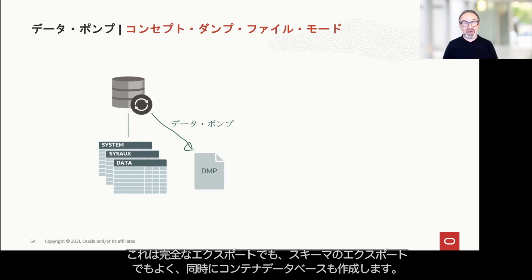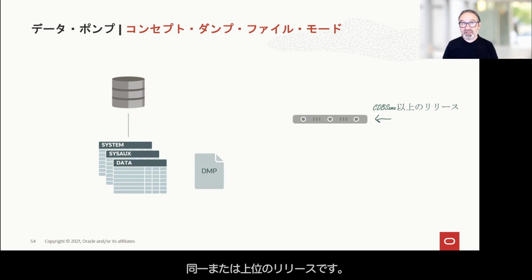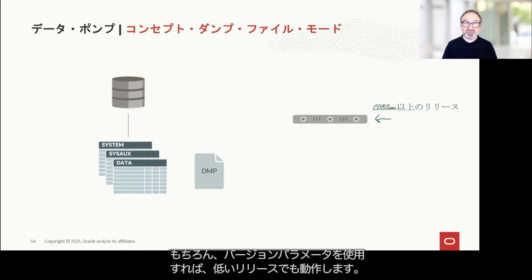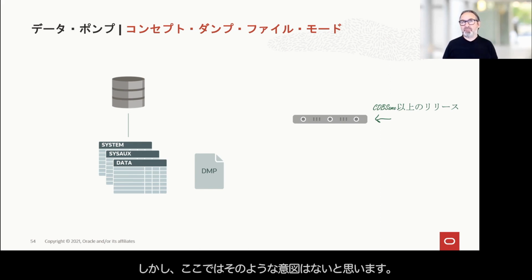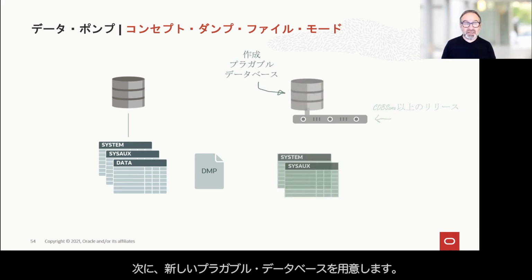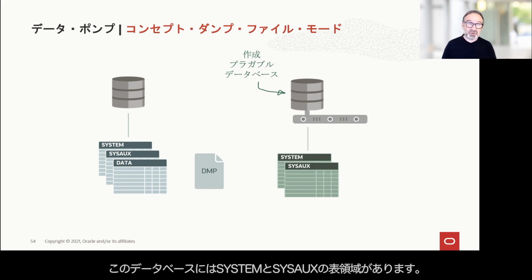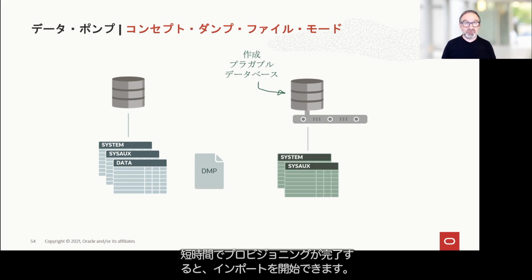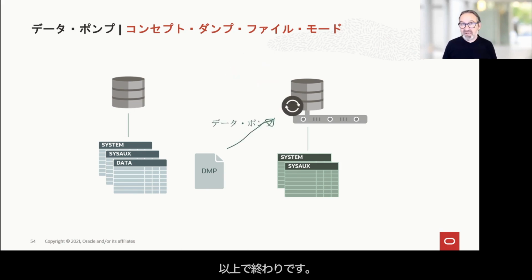And at the same time, we created already a container database, same or higher release. Of course, lower release would work as well with the version parameter, but I don't think that this is the intention here. Then we provision a new pluggable database. It has a system and a sysaux table space. And once it is provisioned, takes a few seconds, then we can start our import. That's it. Very straightforward, very well known.